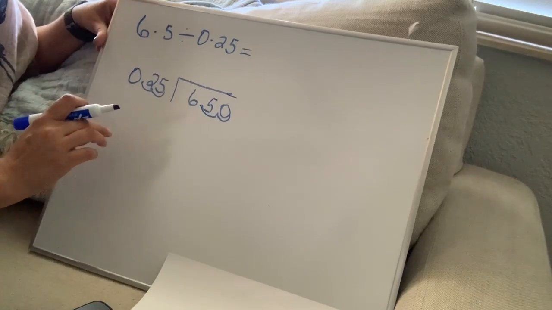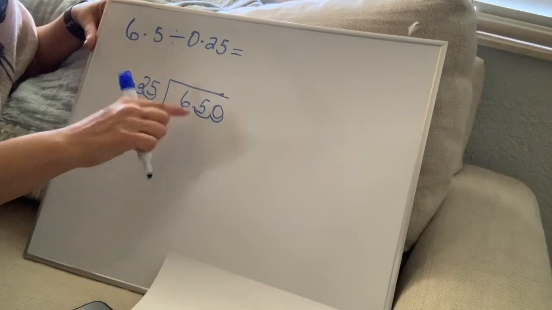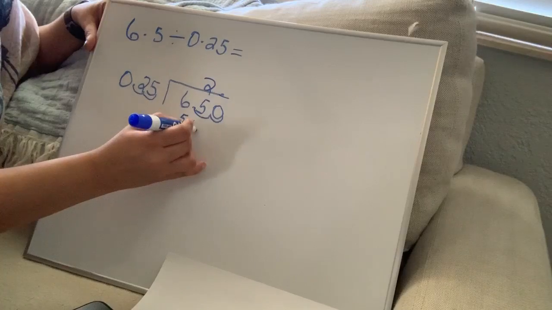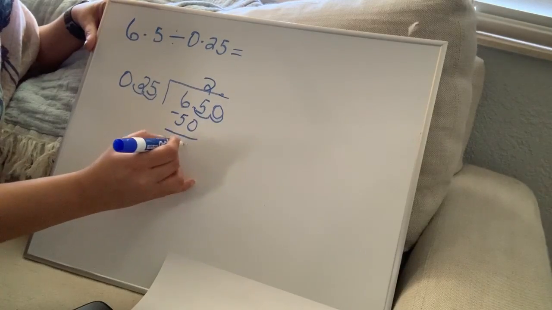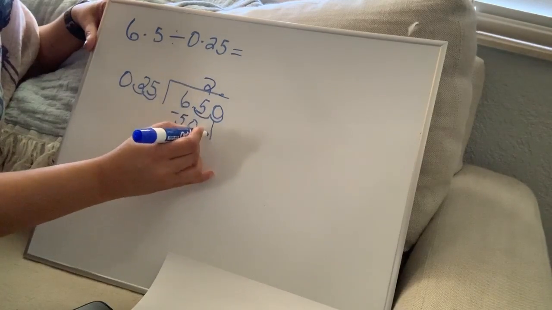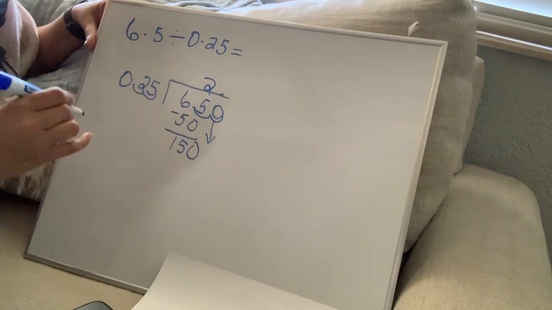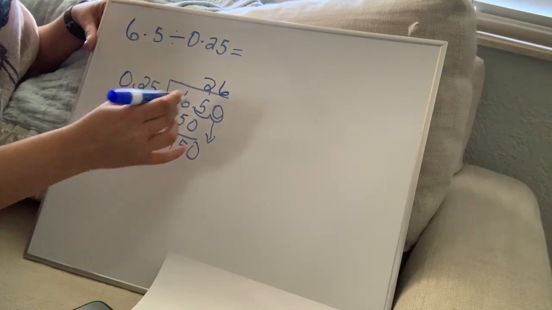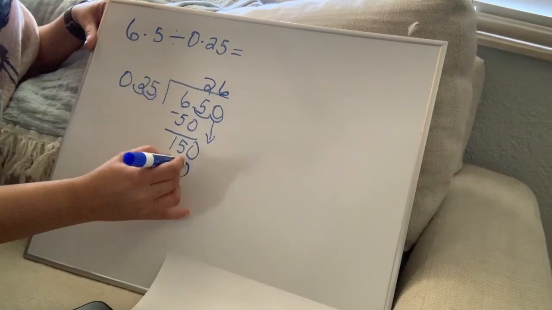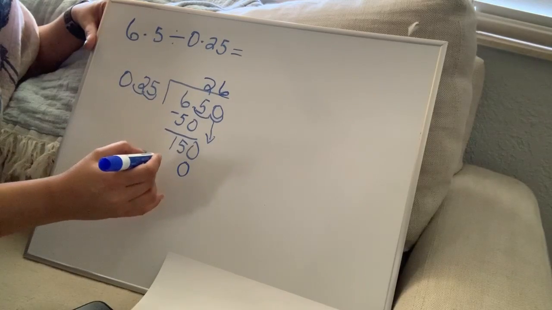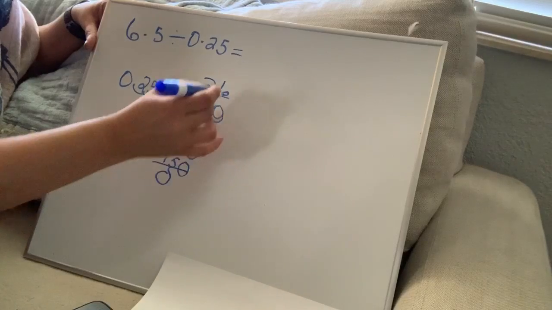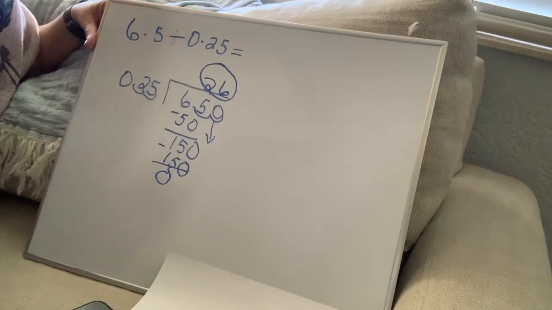Now I can do the division, and 25 goes into 65 2 times. 2 times 25 is 50. I'm going to subtract, and I got 15 as a remainder down here. And then I'm going to bring down my 0, okay? And that's going to be 6. 6 times 5, 30. 6 times 2, 12. So that would be 150. So your answer here is going to be 26, okay?